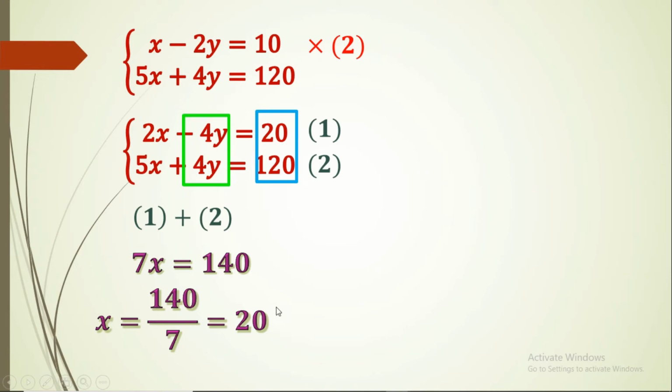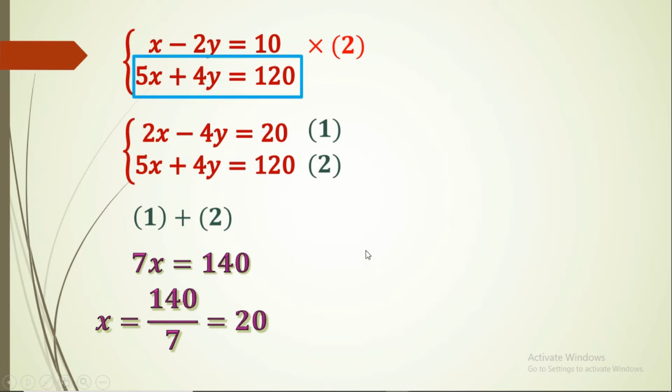Well, we have determined the value of x. Now we just need to determine the value of y. We can use any one of the 4 equations. All of these 4 equations will give us the same result. As you see here, we will use the second one, 5x plus 4y equals 120. Now we just copy this equation and replace x by its value, which we have determined, 20.